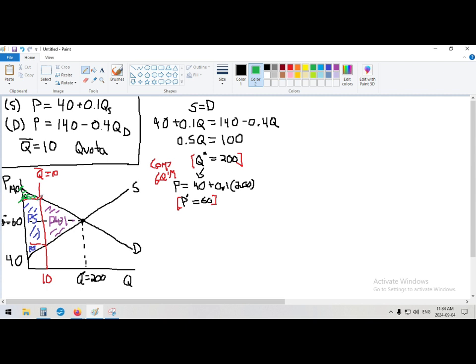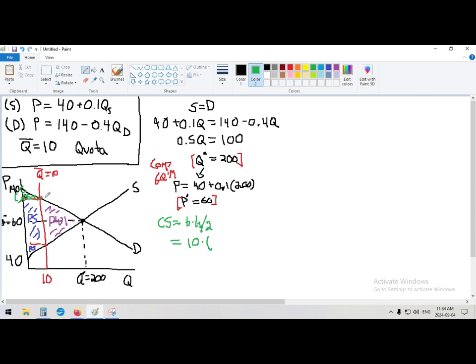So let's see, consumer surplus. Base times height divided by 2 for a triangle here. Let's figure out that area. So we figure out the base, it's going from 0 to 10. So we have 10 for the base, and then for the height here, we got to go from this point to the 140. So you have to figure out what this point is. So let's go over. Okay, that's where 10 hits the demand curve.